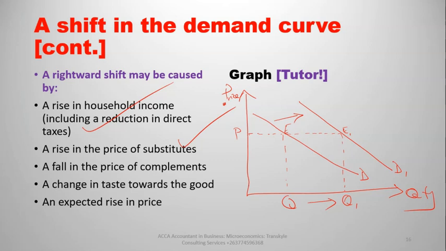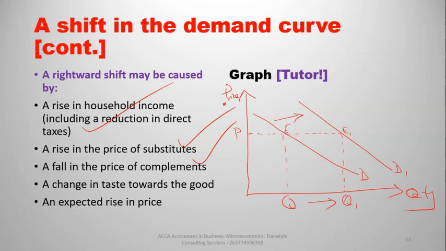So the substitute's price has actually triggered the demand for tea. It wasn't actually the price of tea that forced them to come, but it was the price of other substitutes. All right. Then a fall in the price of complements. And we talked about the complement. You can see that the behavior of complements and substitutes is actually in opposite directions.